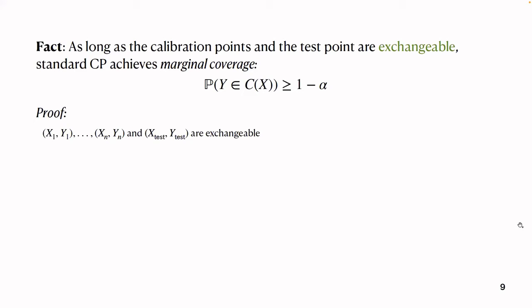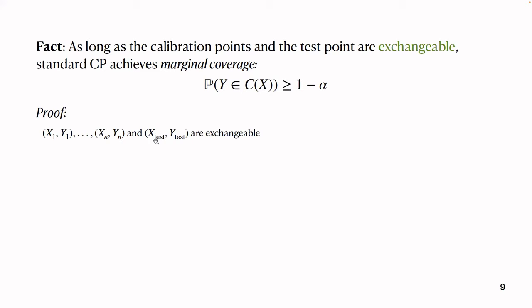So a fact about standard conformal is that as long as your calibration points and your test points are exchangeable, you will achieve marginal coverage. So I'm going to review the proof here because one of the key ideas of the proof will inform the method that we ultimately come up with.